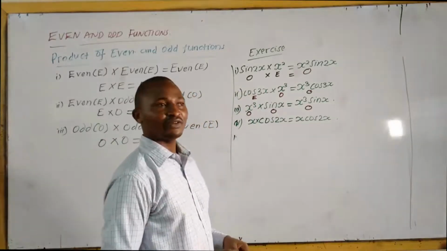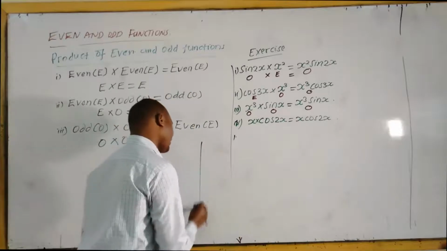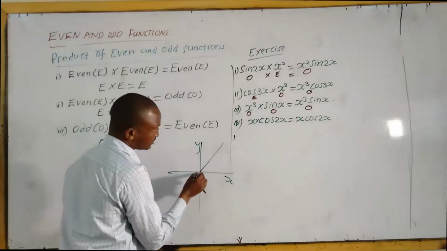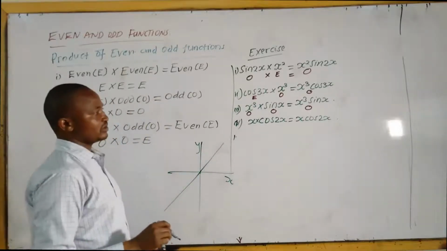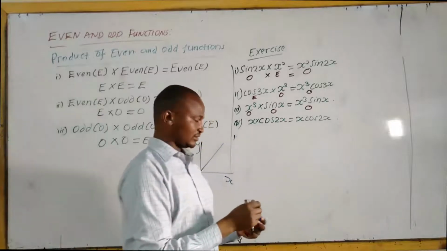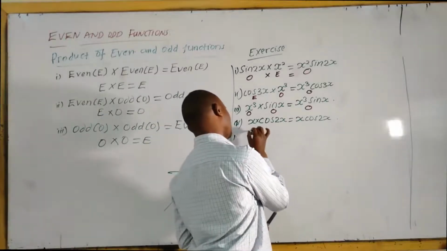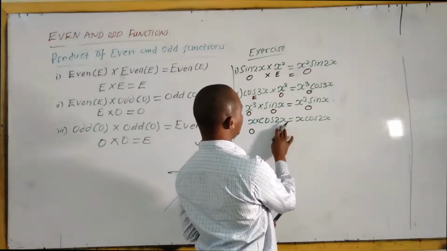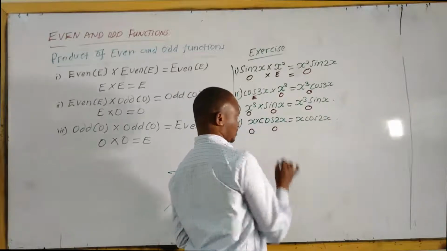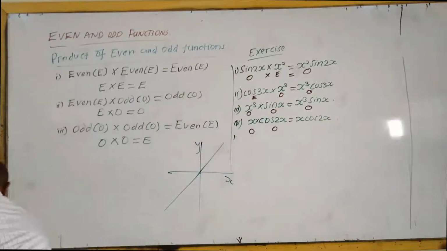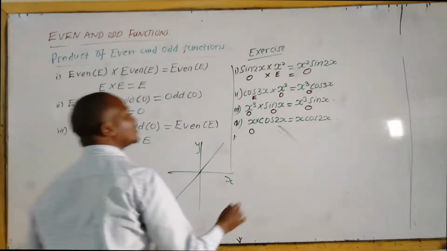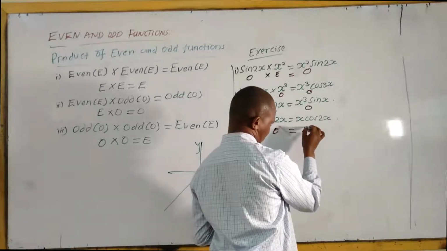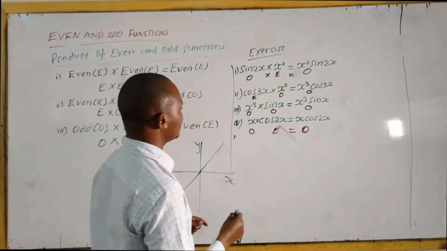X, what is the graph of y is equal to x? We've been passing through that. So x is odd. Cos is not odd but even. So the result is odd.